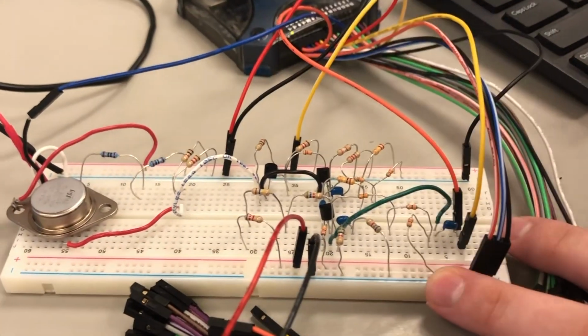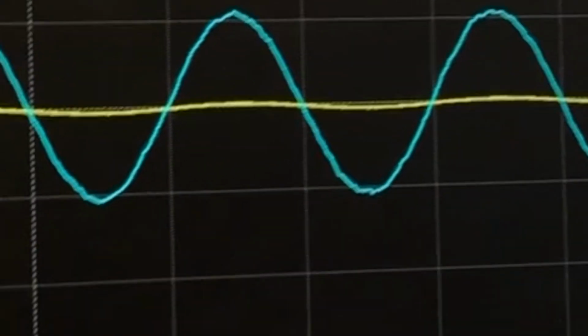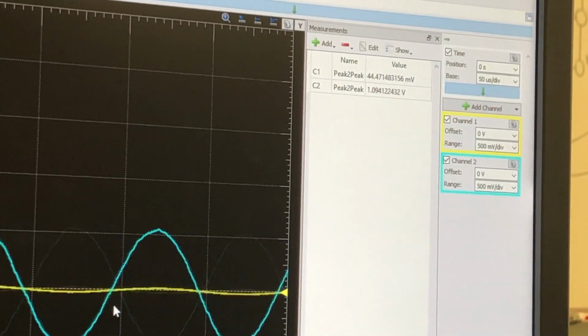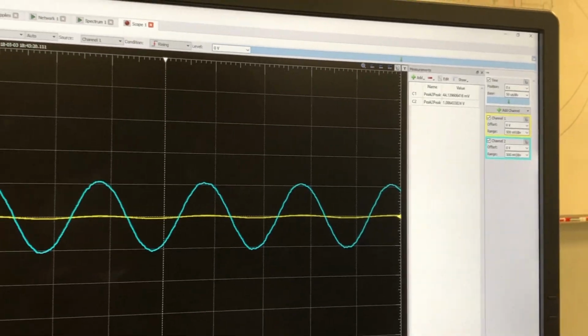Now we're showing the time domain waveform of our circuit output under the 20 mV input signal. As you can see, our circuit barely has noise, and the amplitude of the output is what we wanted.